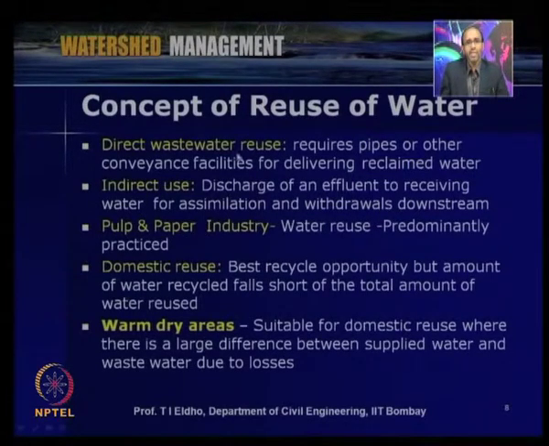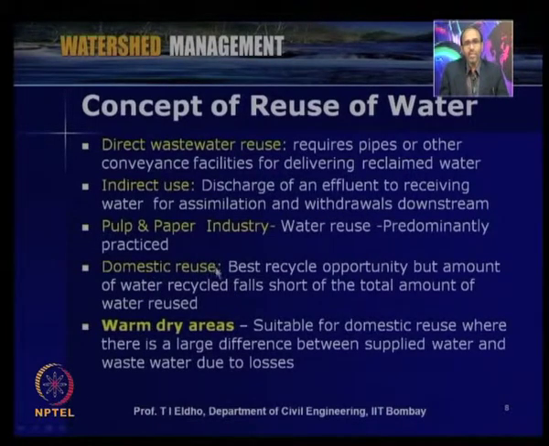Then in industries like pulp and paper industries, water reuse is predominantly practiced. Through various processes, from one process to another, the effluent coming out is given some kind of treatment, and then again they reuse it for the other process. Especially in pulp industries, textile industries and paper industries, this reuse is very common.